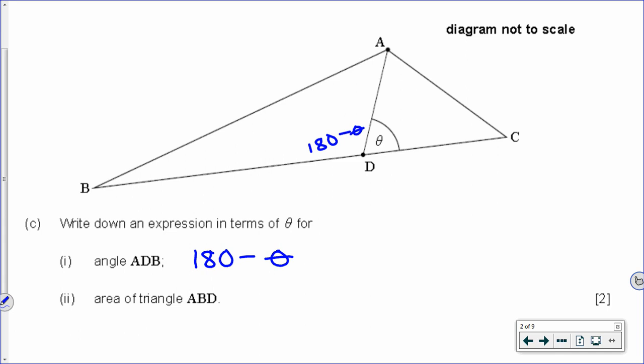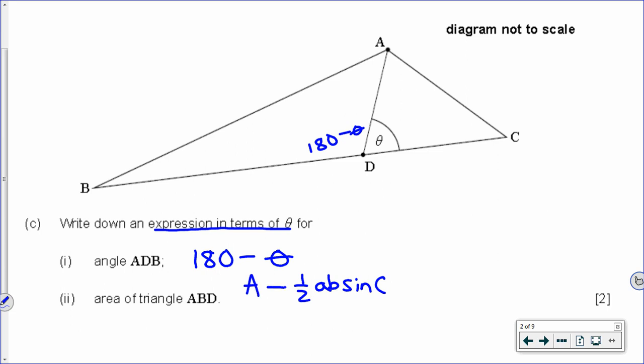Then write down an expression for the area of triangle ABD, still in terms of theta. We're not trying to find any actual lengths or any actual area here. I can use variables in this expression. So if I'm thinking about the formula that I know for the area of a triangle that we use all the time, 1/2 ab sin C. It's an equal sign. Does not look like one.